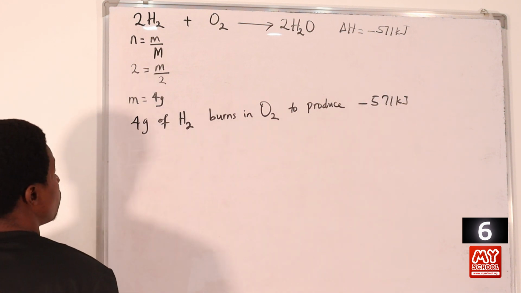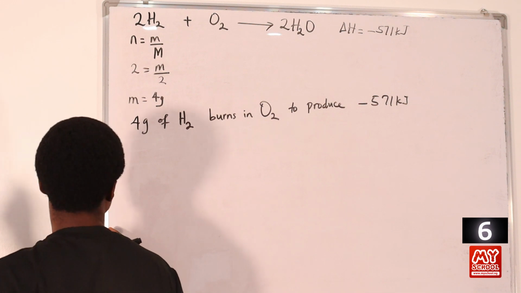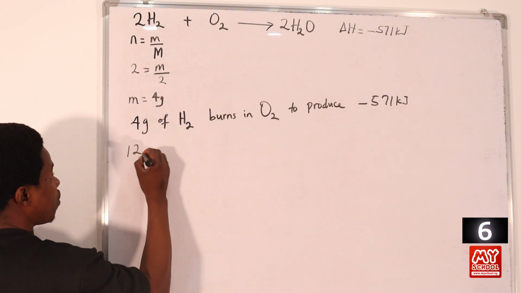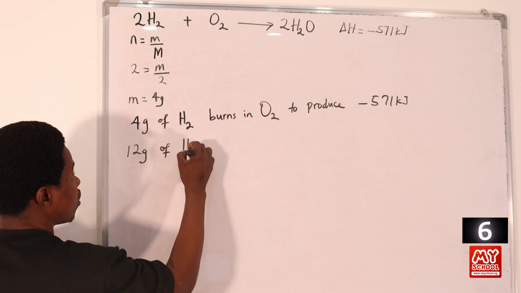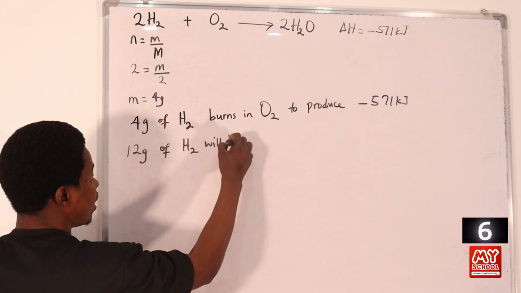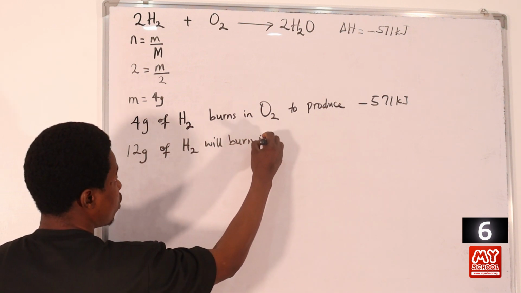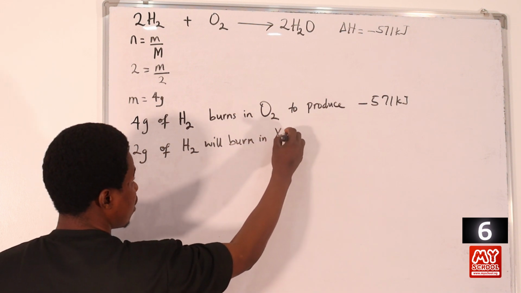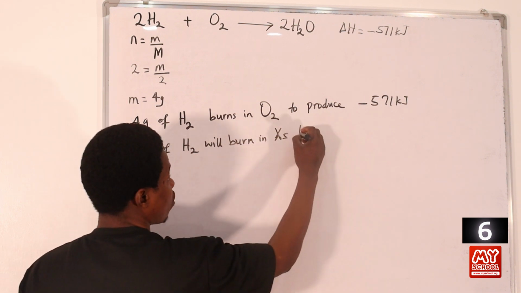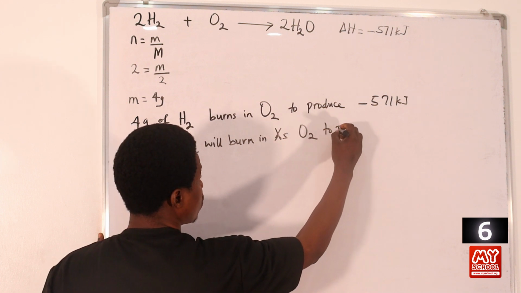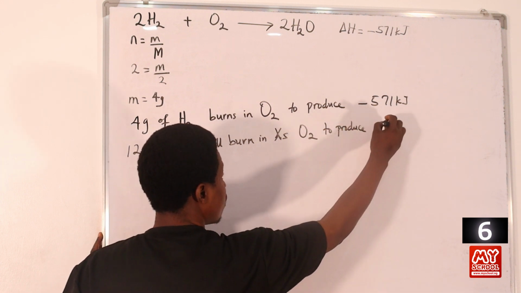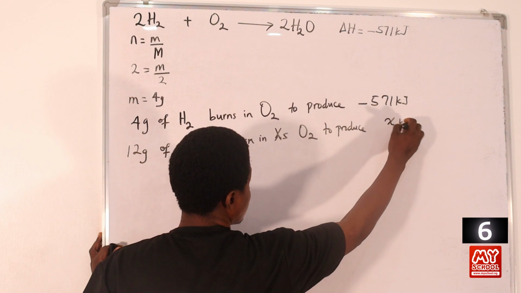Okay, now we're asked to find what? 12 grams of what? Hydrogen. So we just write that here. 12 grams of hydrogen will burn in excess. Burn in excess, okay, it's allowed. We can write it that way. In excess oxygen to produce what? Of course, X kilojoules of energy.